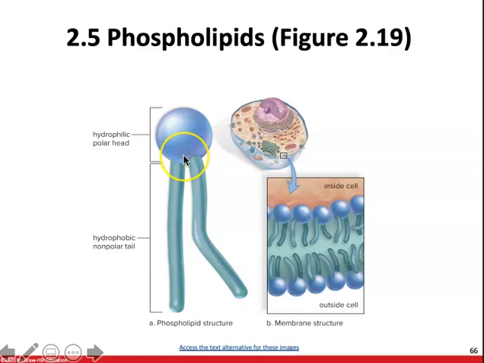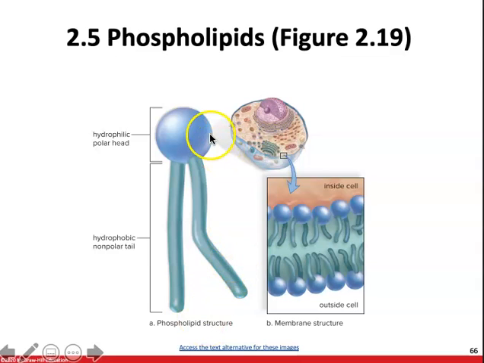So if this region is polar, does that mean that it is soluble in water or insoluble in water? It is actually readily soluble in water. It's going to be hydrophilic. We have a hydrophilic polar head. It's going to have a huge affinity for water. Conversely, the nonpolar tails, these fatty acid tails, are hydrophobic. They do not like water.